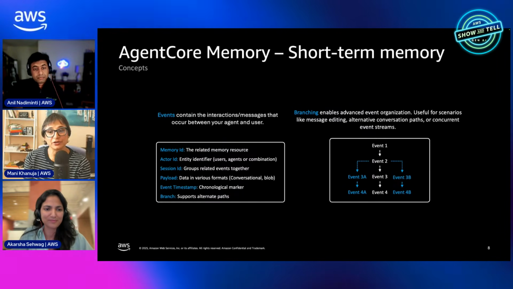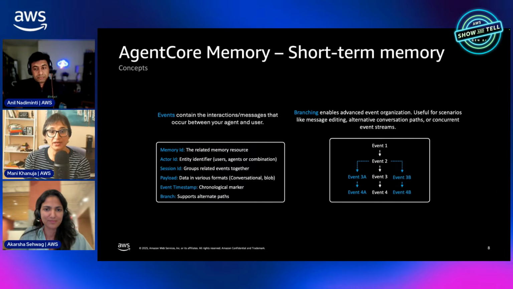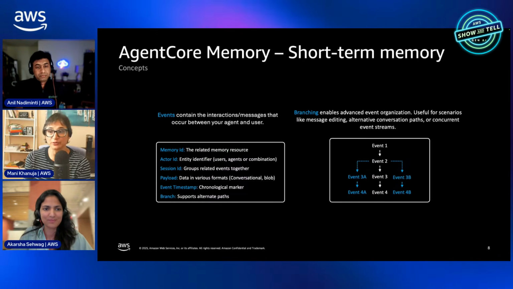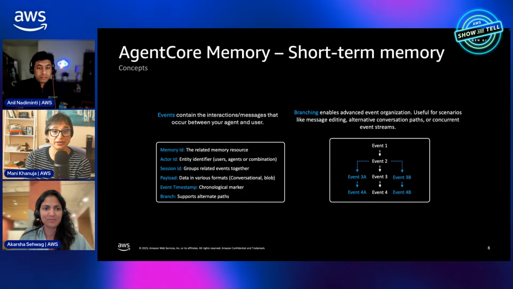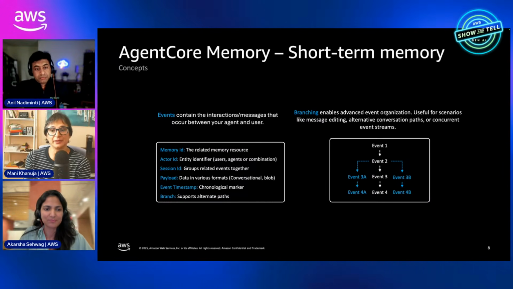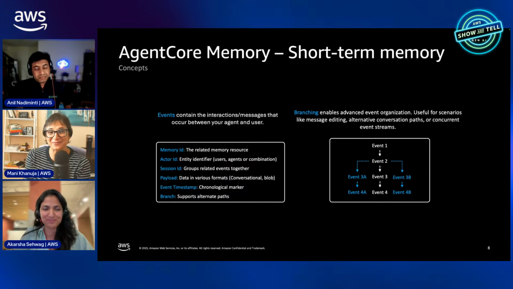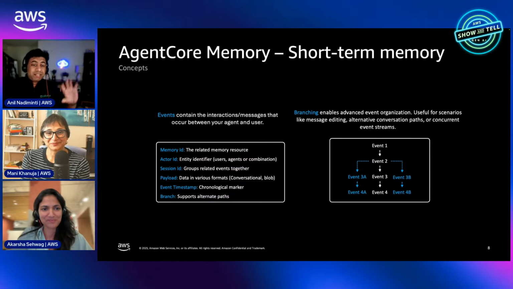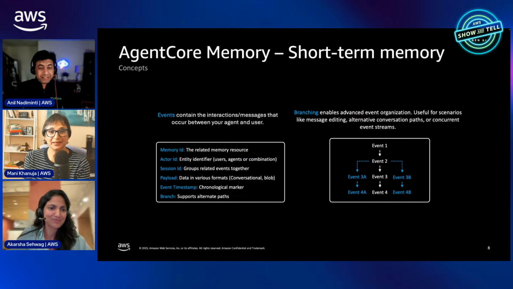For that, we have a feature called branching, which enables advanced event organization. If you don't provide the branch, everything goes in the main, but you can call create event, provide your own branch, and then you can have scenarios like when you have to edit a message, or when you have alternative conversation paths or concurrent event streams, for example. This is a very nice construct and a tool that we are giving you in your back pocket. So when you design your agent applications, think about branching. It's more like, these are my favorite foods going to the foods branch, travel going to the travel branch, right? So you can organize it.